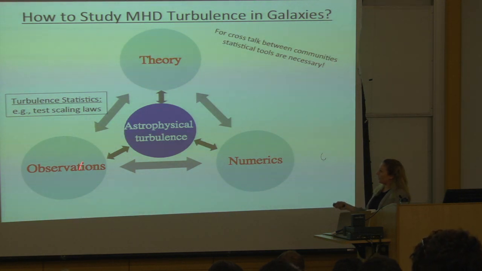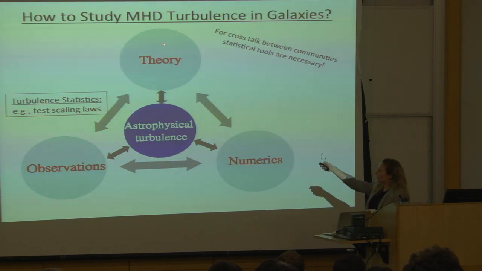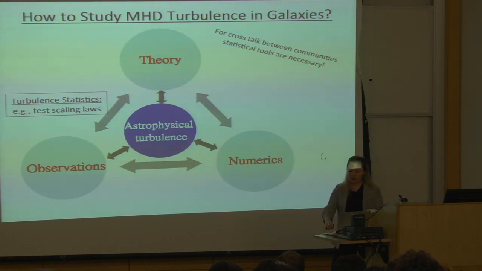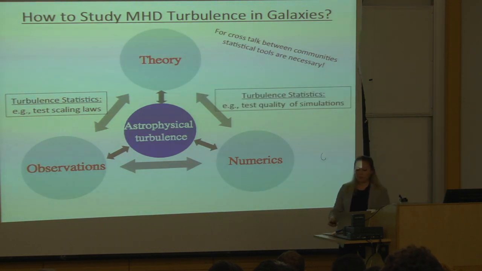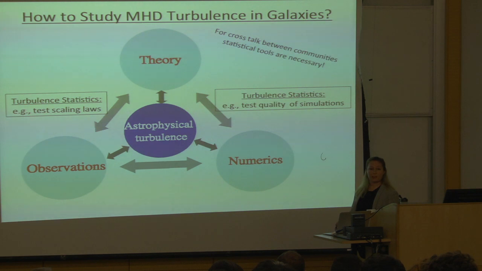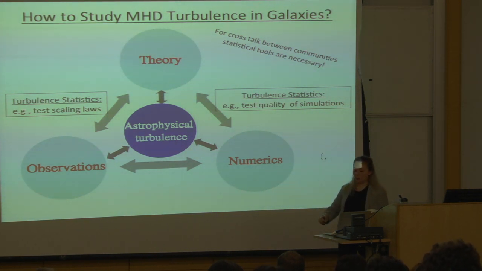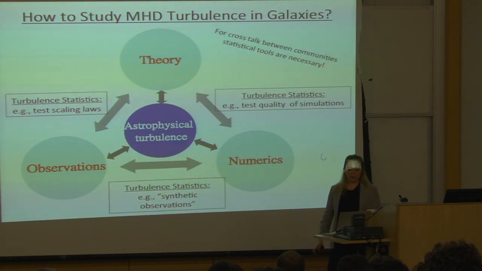So between theory and observations, for example, theories like the Kolmogorov scaling for the inertial range, how can we test that? Well, we could apply the power spectrum to some observations, either terrestrial turbulence or astrophysical turbulence, and see if those scaling laws match. We can test the quality of our numerical simulations. Did we properly resolve the turbulence? Did we resolve this inertial range? That would be an important aspect for connecting theory and numerics.